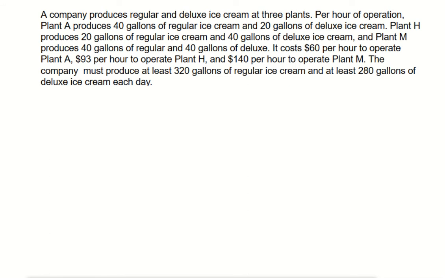In this video, we'll solve this linear programming minimization problem. For this problem, a company has 3 plants, plant A, plant H, and plant M. And each of them produces 2 kinds of ice creams, regular and deluxe.